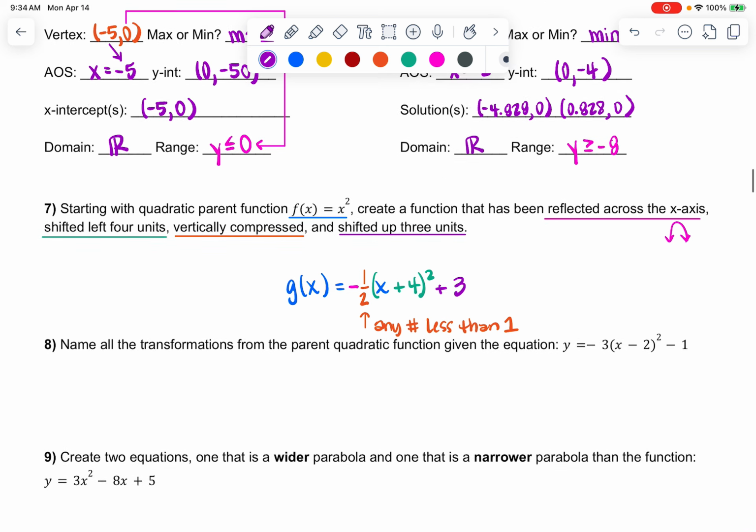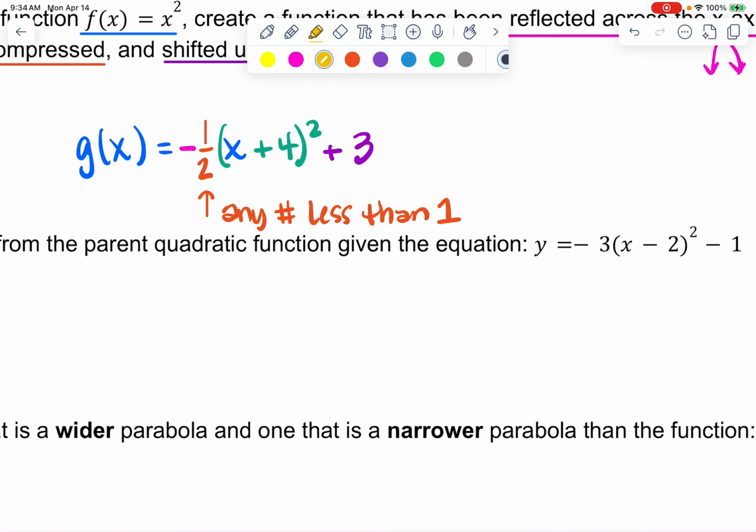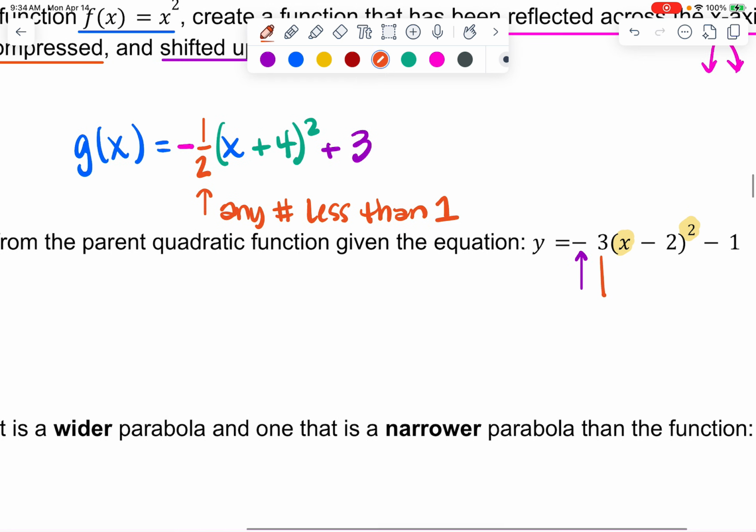Okay. All right, number 8 is going backwards, right? They're giving you the function, and they want you to name all of the transformations that are happening. So let's see. Remember, here is our x squared right here. All right, we've got the negative that tells us something. We have the 3 that tells us something. We have this -2 hanging out in here, which tells us something. And then we have the -1 on the end that tells us something.